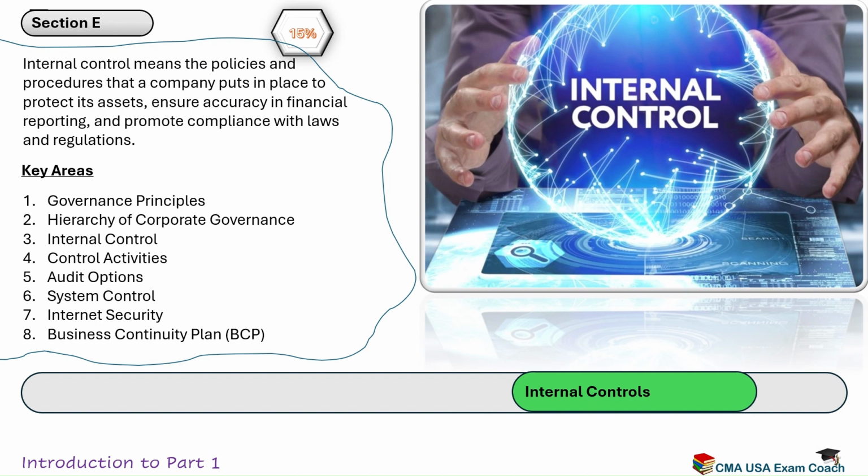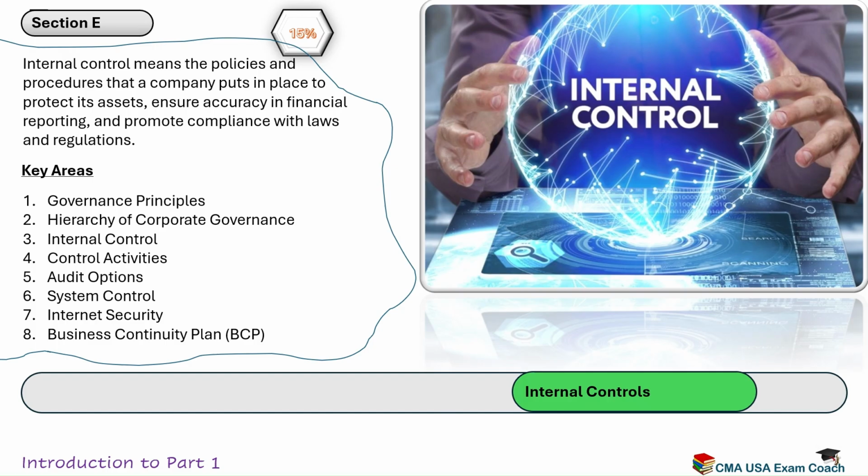Next, hierarchy of corporate governance. Corporate governance operates through a structured hierarchy. At the top, you have the board of directors, who provide overall direction and oversight. Below them are management teams responsible for implementing policies and running day-to-day operations. Then come internal auditors, external auditors, and regulators, each playing a unique role in ensuring that the organization remains ethical and compliant. You'll understand how these levels work together to prevent fraud and ensure accountability.